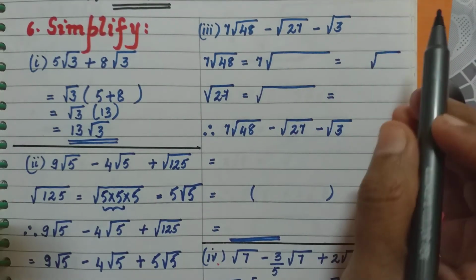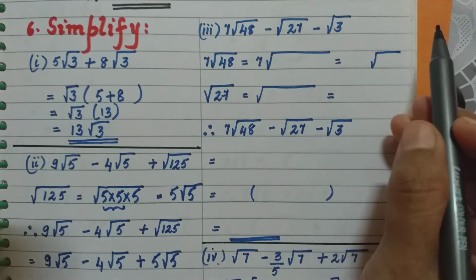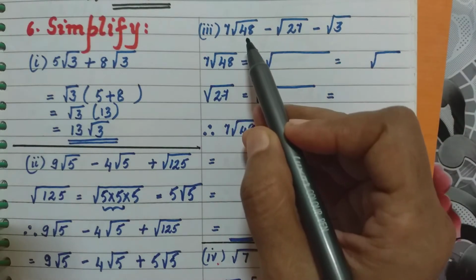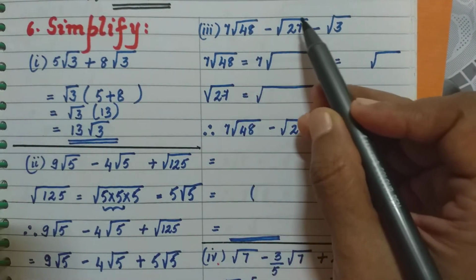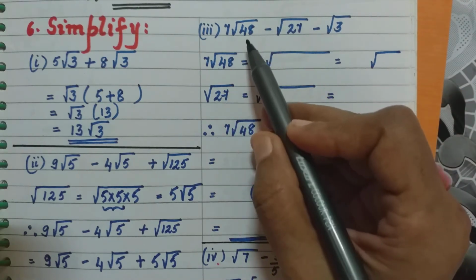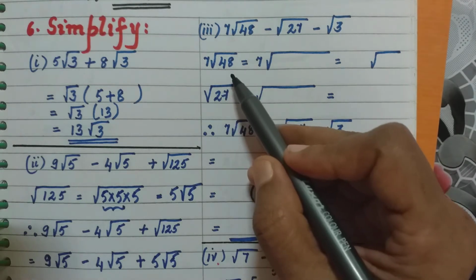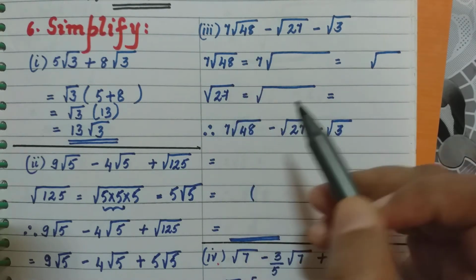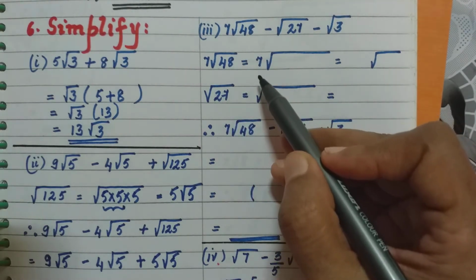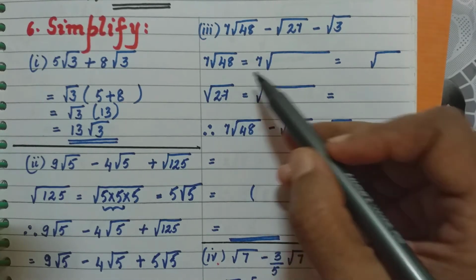Now root 3 we cannot do anything about it because 3 is already a prime number. That means we have to change both these root 48 and root 27. Let us see how to do it. Here I have 7 square root 48. So this will be 7.